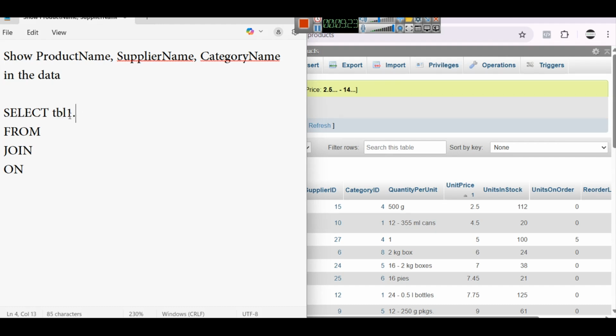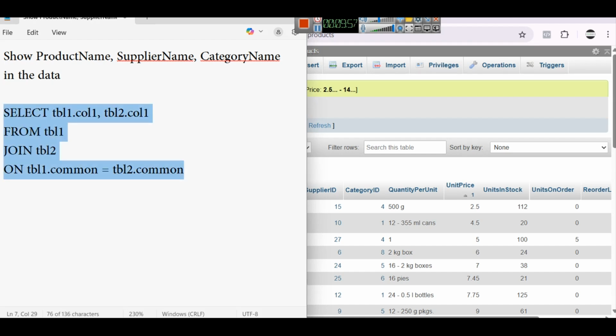TBL1 dot column 1, TBL2 dot column 2 or column 1, from TBL1 join TBL2 on TBL1 dot common equal to TBL2 dot common. The column name. Common is something that is common between these two tables.